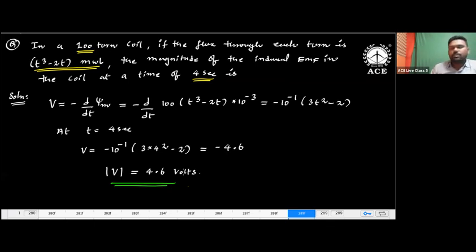Let us have one more question, beta. He is asking magnitude, beta. Magnitude. That is the reason why we have taken only the positive value. Let me turn this one. Let us have one more question.